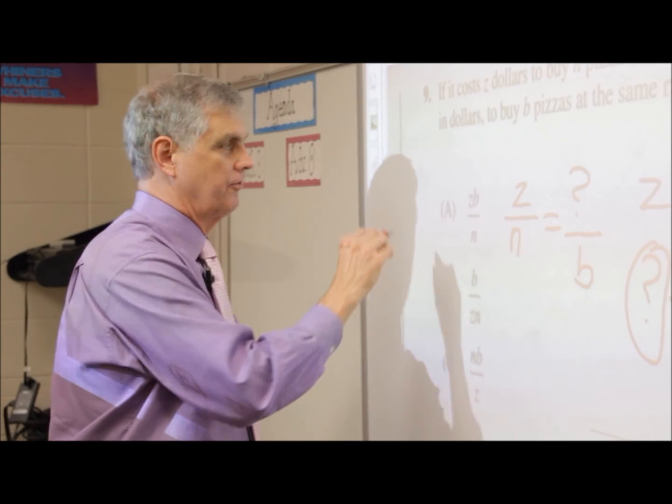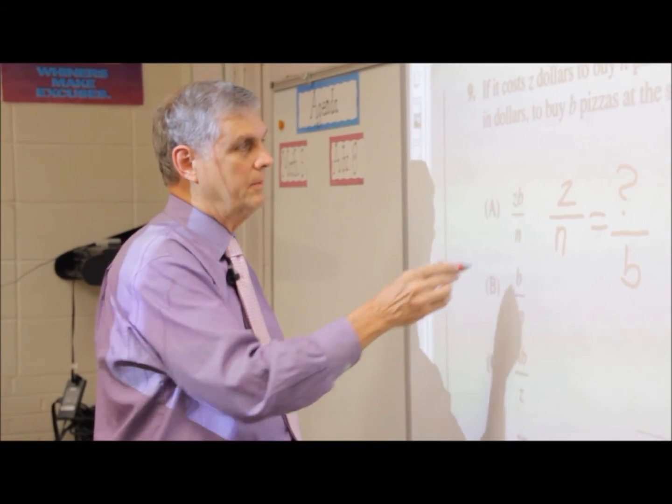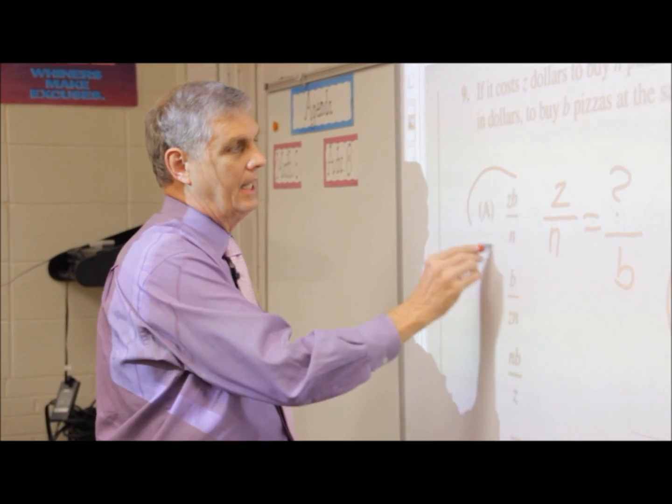And we look over here and it's asking you, which one of these would solve our problem. And you see ZB over N, and A is our answer.